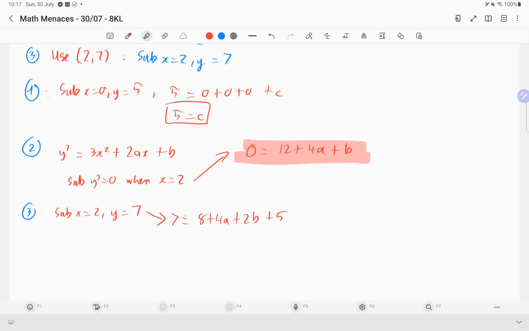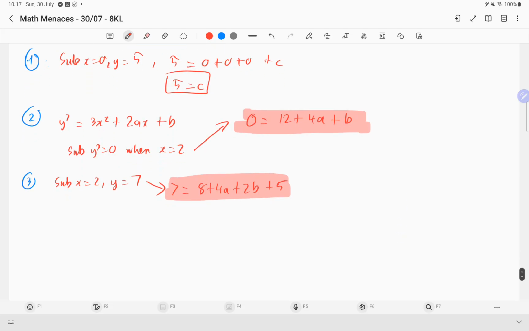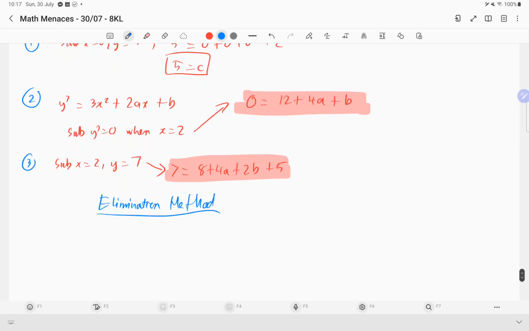We need to solve both a and b, and we have 2 equations. How do we solve them simultaneously? You make one of them the subject and substitute into the other also? Yes, that's one way of doing it. That's called substitution. In this case, I'm going to show you guys the elimination method. Okay, so next would be the elimination method for solving simultaneous equations.